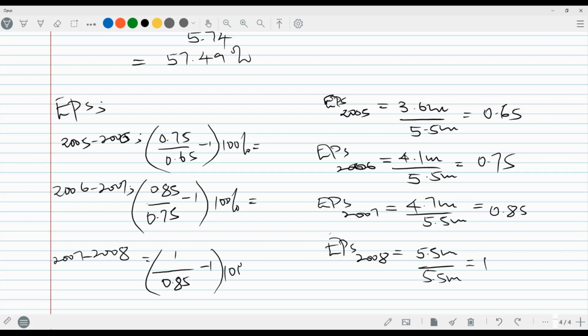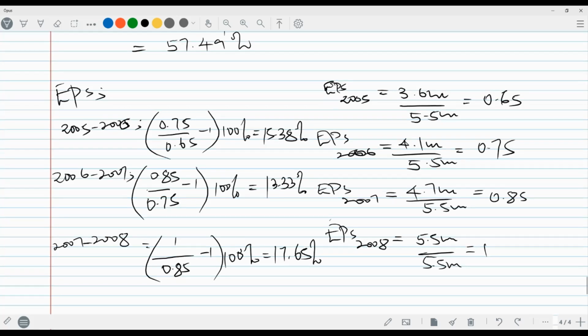So you have to get the annual growth in the earnings per share. 2005 to 2006: 15.38%. 2006 to 2007: 13.33%. 2007 to 2008: 17.65%. Okay, that gives therefore the growth in the earnings per share.